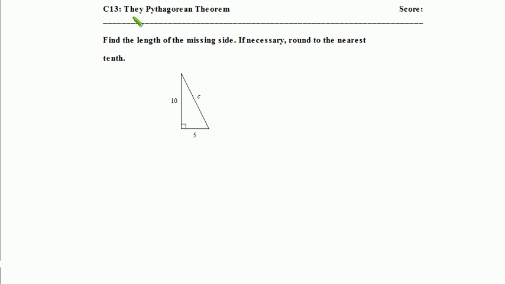Number 7 is a question about the Pythagorean theorem. It says find the length of the missing side, C in this case, if necessary round to the nearest tenth. So let's see what we've got here. We should know the Pythagorean theorem says that a squared plus b squared is equal to c squared, where a and b are the lengths of sides. And it's really important to know that C is always the hypotenuse. The hypotenuse is always the long side that's across from the right angle. So it's always going to be opposite the right angle. It's never going to be one of the sides that makes the right angle, because those are the legs.